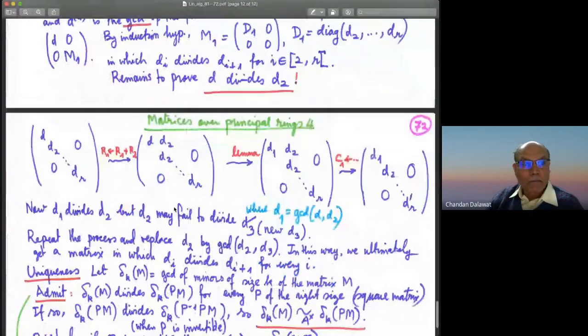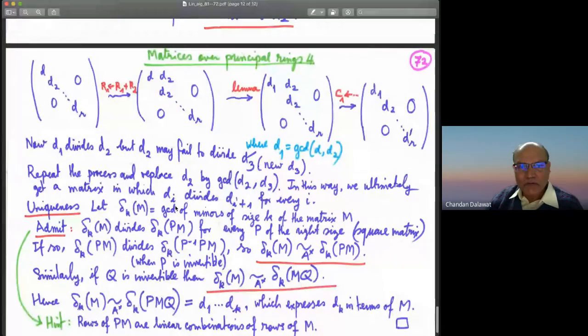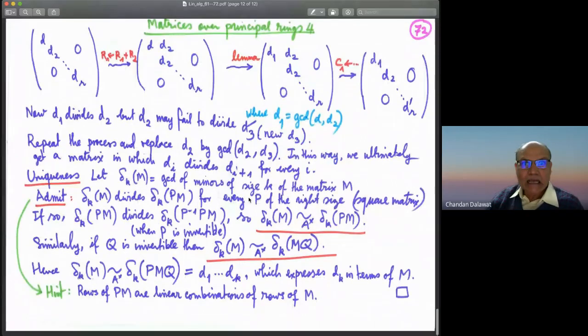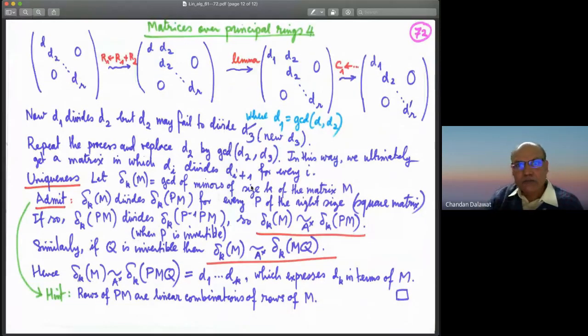But now when I've performed these operations, something else goes wrong. The point of the whole thing is that you repeat this process till this D1 starts dividing D2. And then you are done.